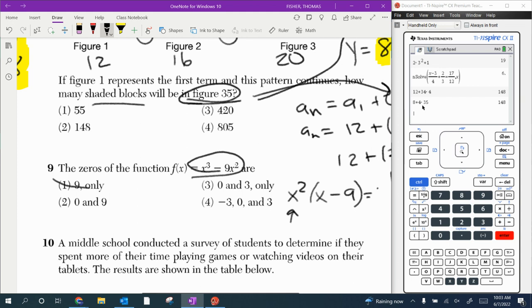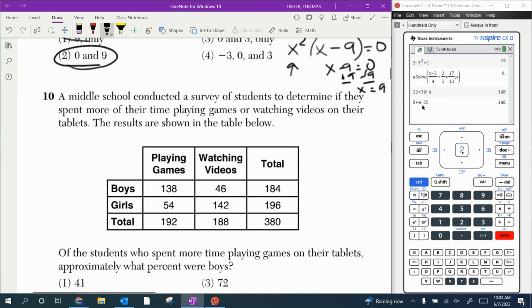And then if this can equal 0, use our zero product property here. x squared equals 0 gives you 0. And then x minus 9 equals 0 gives you 9. So our options here are 0 and 9, and that's the answer.